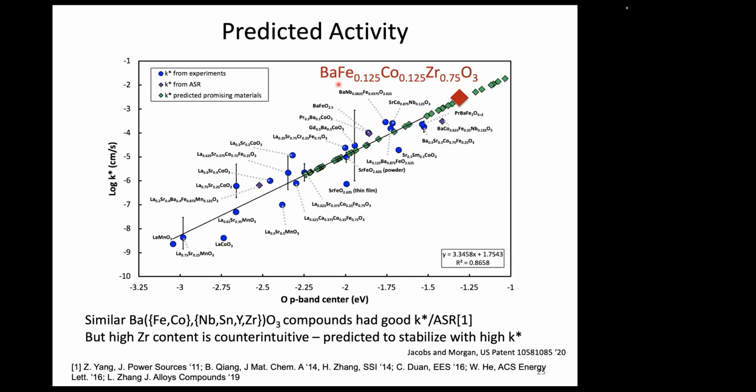And this was a barium, iron, cobalt, zirconium perovskite oxide. It comes from a family of, that I sort of described down here, barium, iron, cobalt, niobium, tin, yttrium, zirconium perovskites, which have been explored and have been shown to have good surface exchange. But what the computer suggested is that we could get to very high zirconium content, and that would dramatically enhance the stability, but not reduce the surface exchange coefficient, which would mean it would still be a very good active electrode.